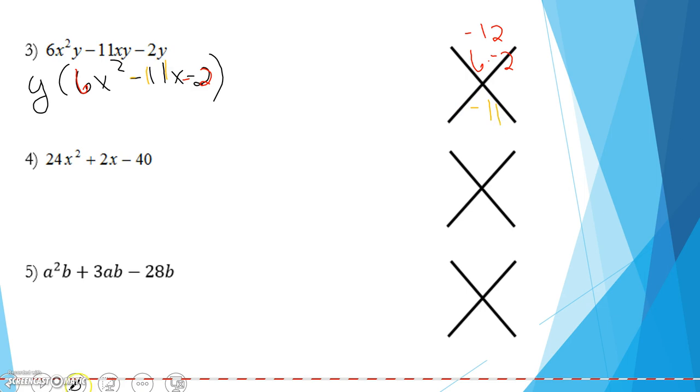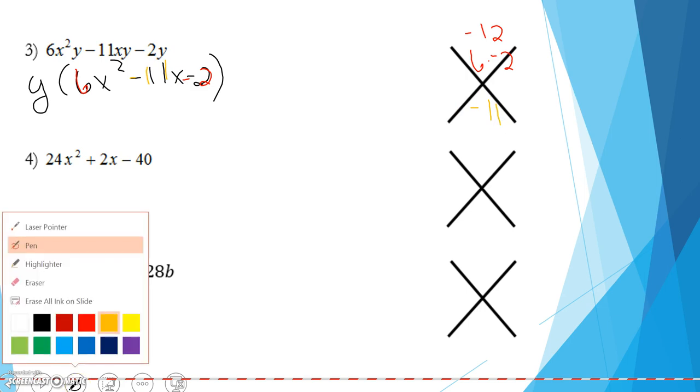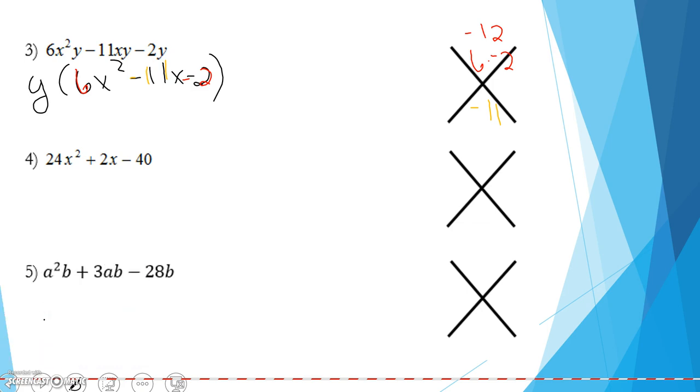I use my calculator, and I figure out what multiplies to -12 and adds to -11. And what I get when I do that is -12 and 1. I put them in parentheses. So x minus 12, x plus 1. I put the GCF out front. I don't need any other variables in there because there's no variable behind that 2 right there.